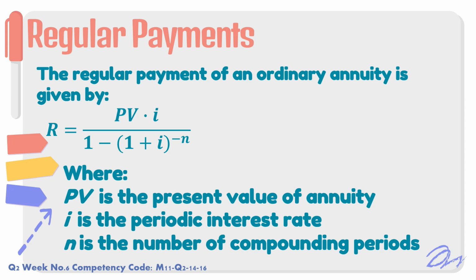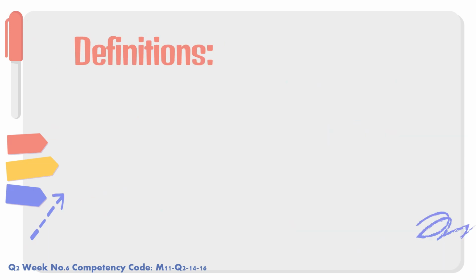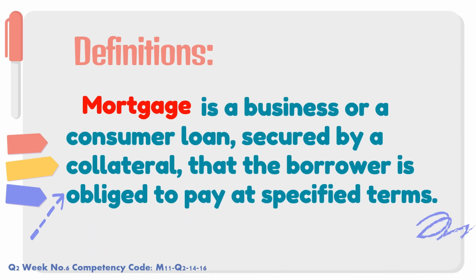To solve for PV, just manipulate this equation, then we will have PV = R × (1 − (1 + i)^(−n)) / i. For the definitions, we have here mortgage. When you say mortgage, it is a business or a consumer loan secured by a collateral that the borrower is obliged to pay at specified terms. Ito yung tinatawag na garantiya.